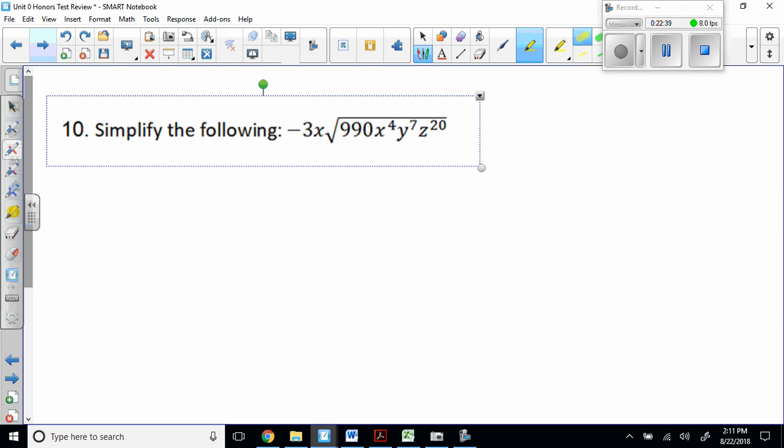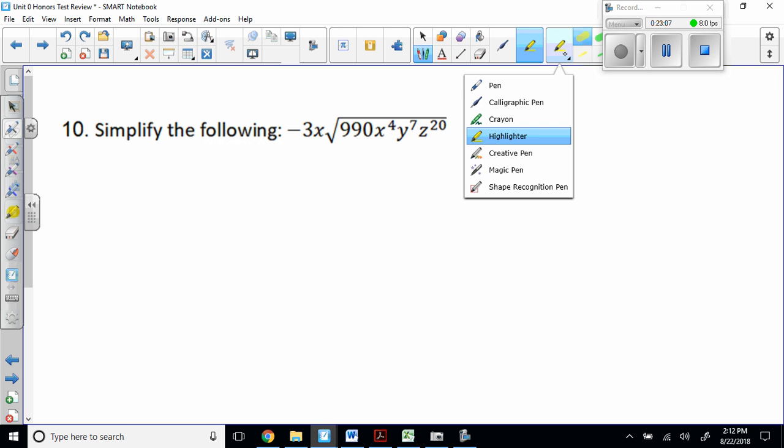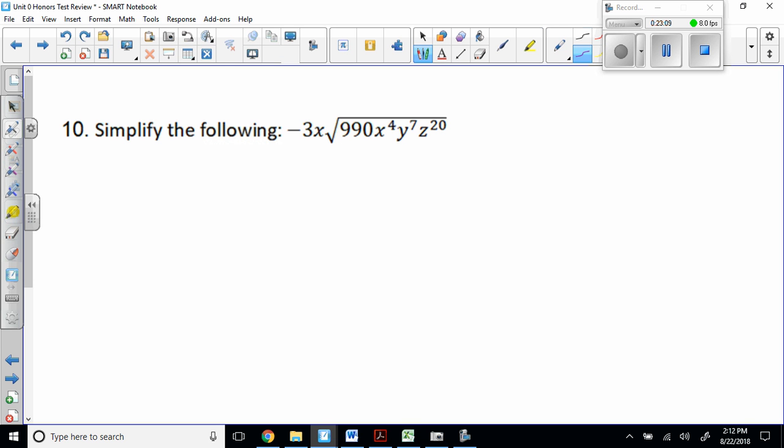Simplify that. Go. Now, can we split 990? Can we split that? How? The square root of what now? Oh, sorry. Yeah. Let me get that. Okay, now let me go here. Negative 3x, and I have the square root of 9 times the square root of 110, right?